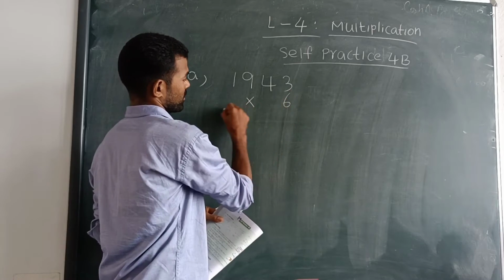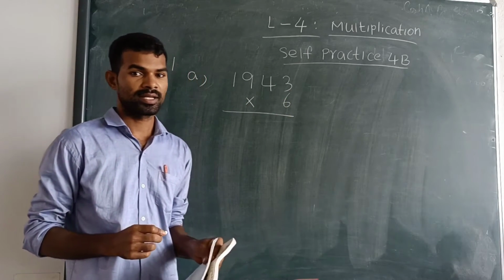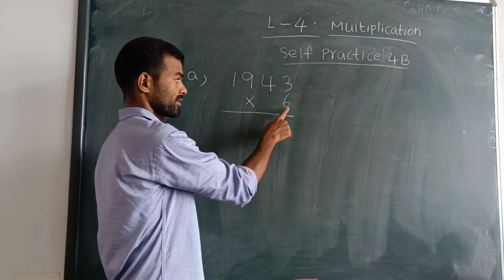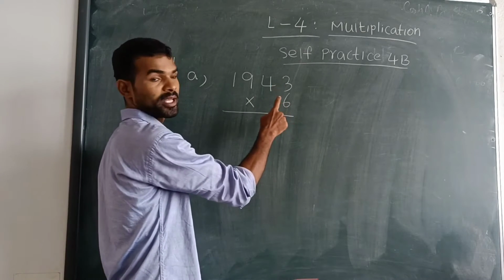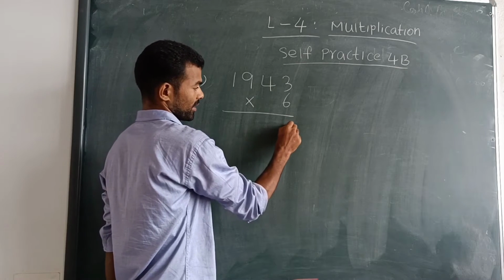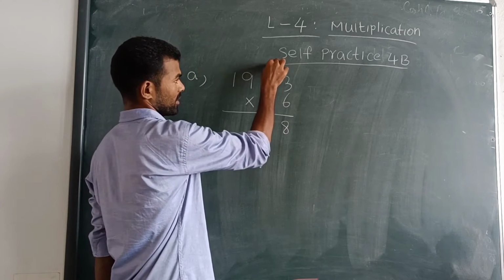6. So children, you know how to multiply by a one-digit number. To multiply this number, you must know the 6 table. So all of you know the 6 table. Take the 6 and multiply. 6 multiply 3, 6 3s are 18. Then 1 is there.